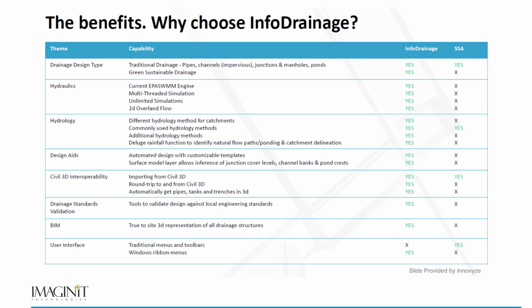I can also work in 3 dimensions, which I cannot do in SSA. So you've got a lot more flexibility and a lot more tools to work with when you're actually going through it. Also, SSA will not auto-size pipes for you, whereas InfoDrainage will, based on the results of a rational method analysis. And it can also do 2-dimensional flow, which SSA cannot. SSA is entirely a 1-dimensional flow program, so I can do a 1D, 2D analysis within InfoDrainage.